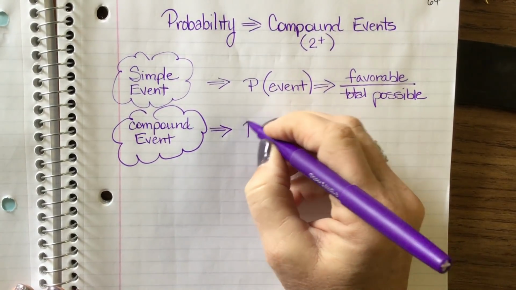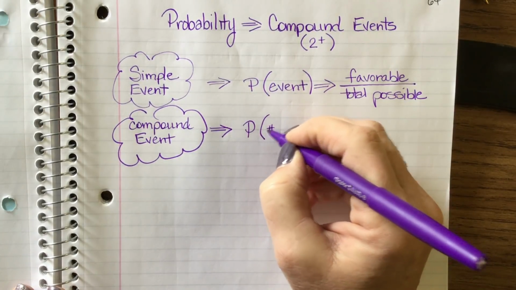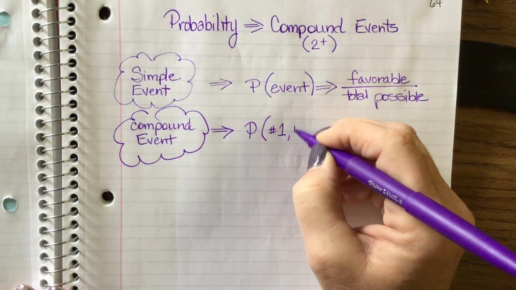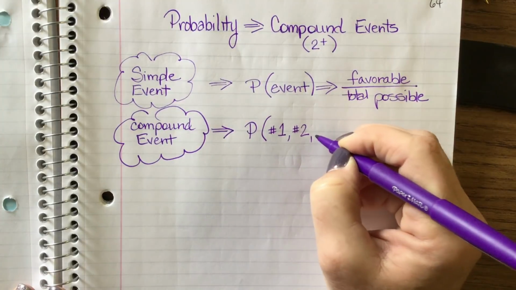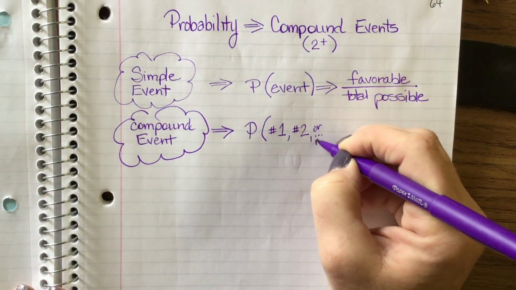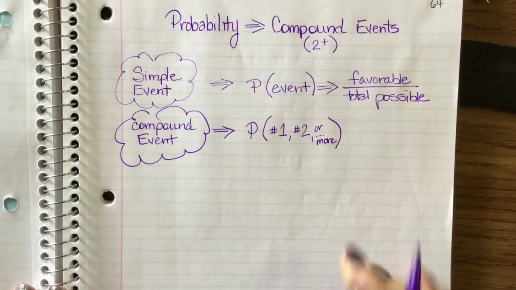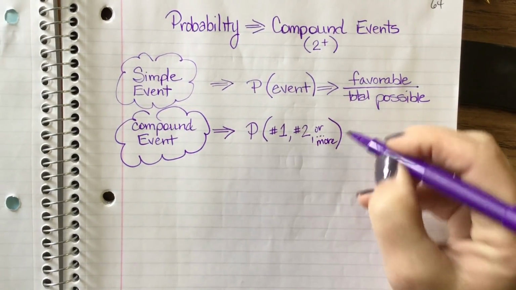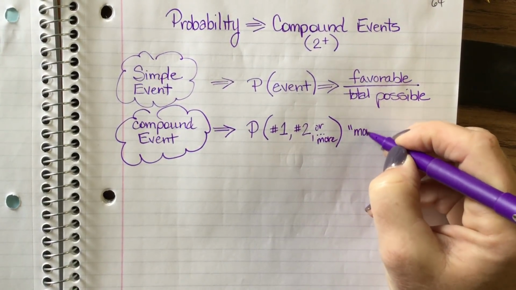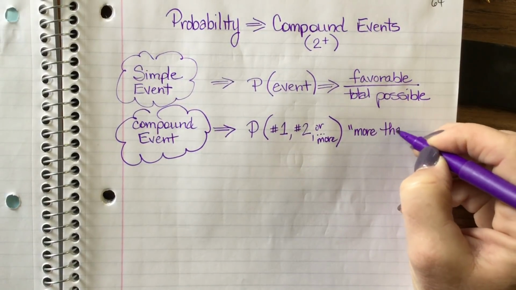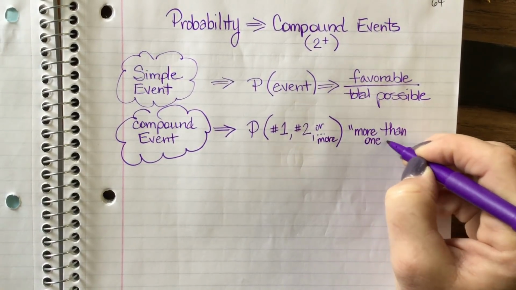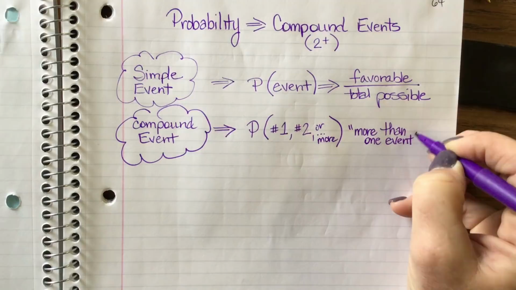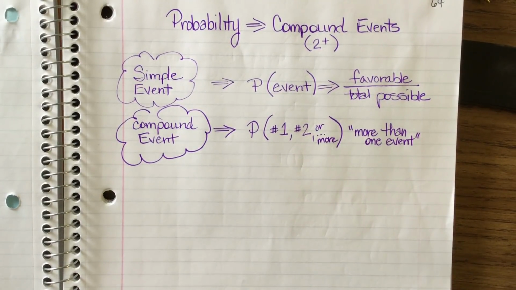It is the probability of one event, another event, or more. Okay, it can be more than two, but it is more than one event. Okay, remember you can always pause the video. I know sometimes I write fast.